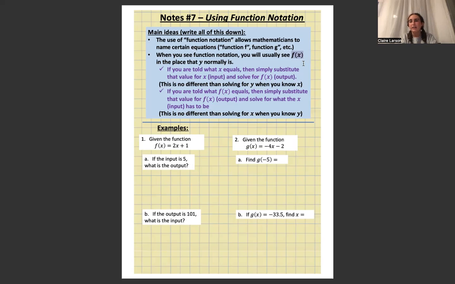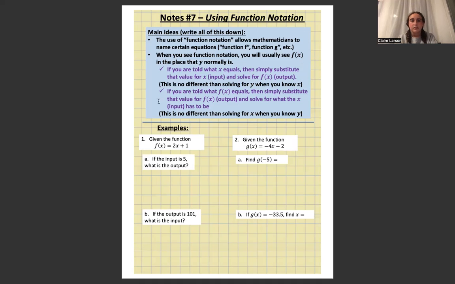When you see y in an equation, it would be y equals, and then whatever y equals. But instead, you would be saying f of x equals, and then whatever it equals. If you're told what x is, then simply substitute that value for x, the input, and solve for f of x, the output. Anywhere you see x, you plug in the value you were given. I know this sounds confusing, but we'll get into it more down below in the examples.